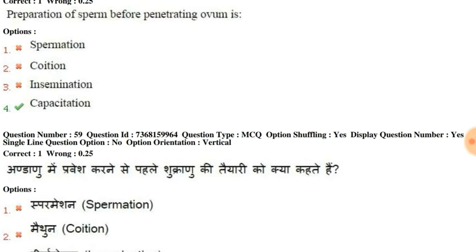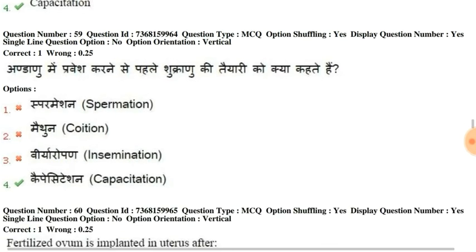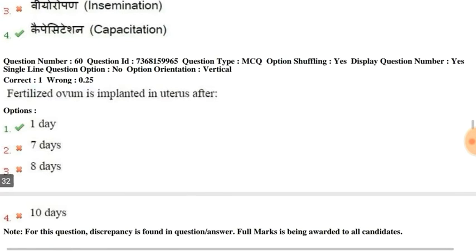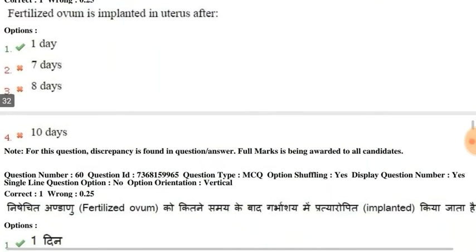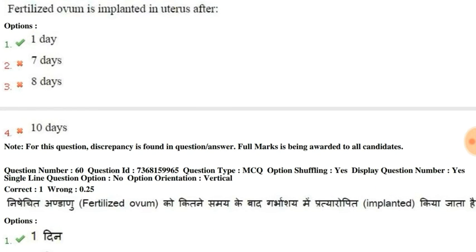Now the next question is, preparation of sperm before penetrating ovum is. There are four options and the correct answer is the fourth one, that is capacitation. Next is, fertilized ovum is implanted in the uterus after. There are four options and the correct answer is the first one, that is first day.